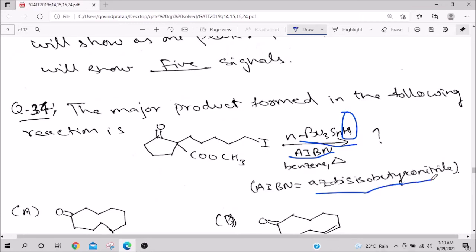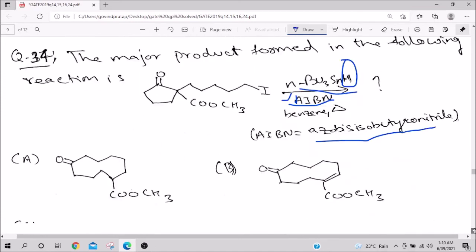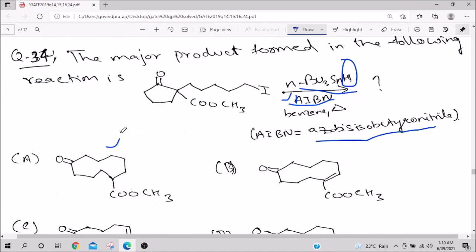azobisisobutyronitrile. This is always used in catalytic amount just to start the reaction, to start the first radical formation. After that, propagation will happen, and the reaction will keep continuing. So, you need very little AIBN just to start, and it is giving you a lot of choices. You have to know which is the right product.